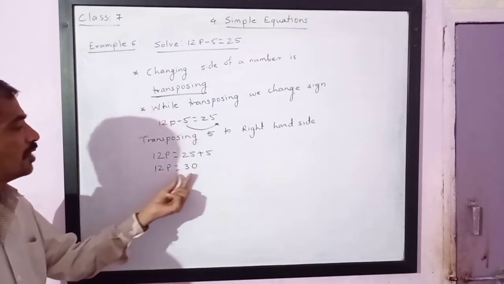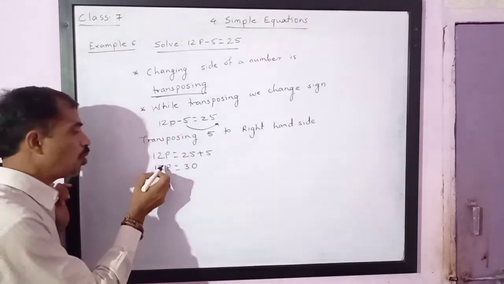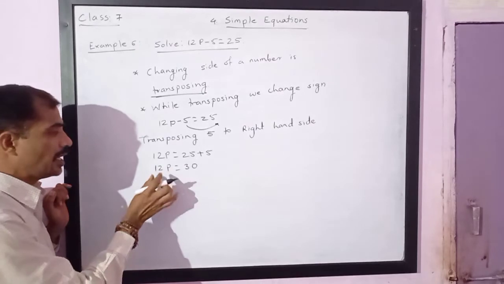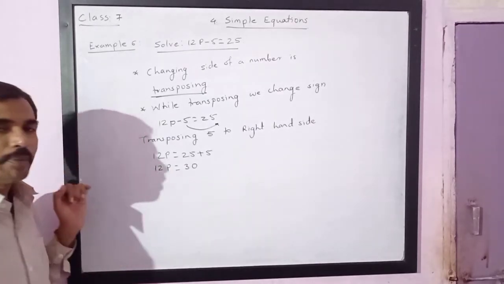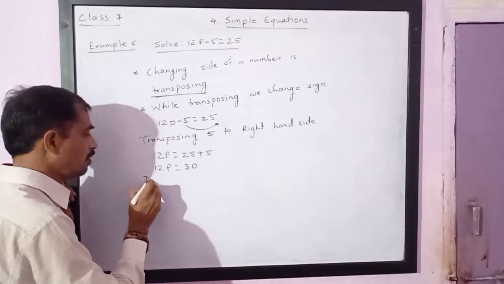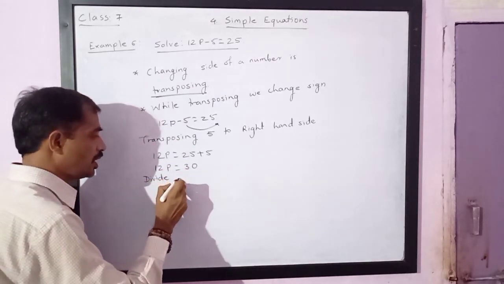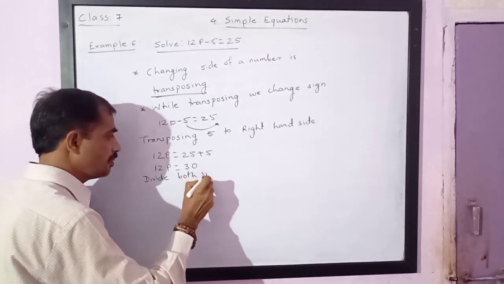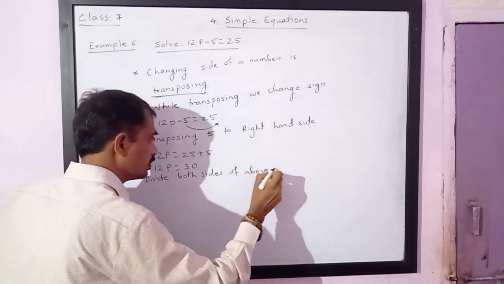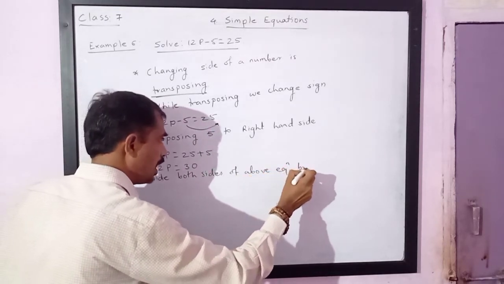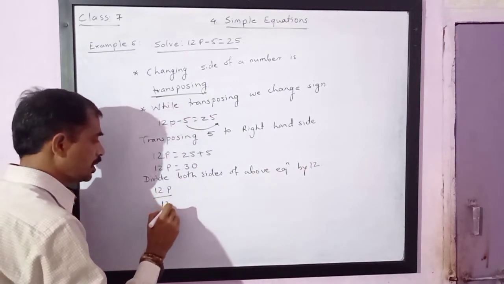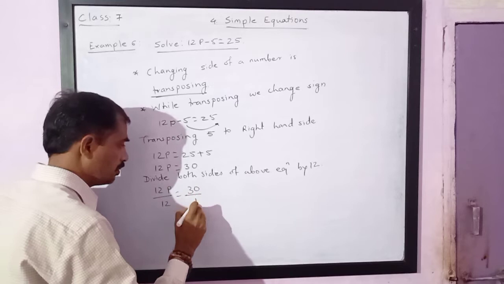Divide both the sides of the equation by 12 because we don't want this number. So in order to eliminate 12, we have to divide the equation by 12. Here 12 is multiplying, we have to do the opposite operation of it. So after doing the opposite operation, we will divide both sides of the above equation by 12. So, we will get 12p upon 12 is equal to 30 upon 12.